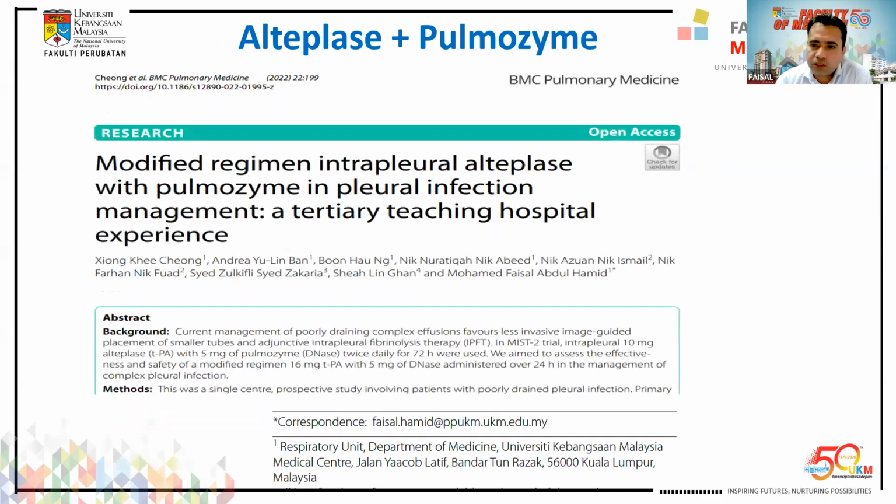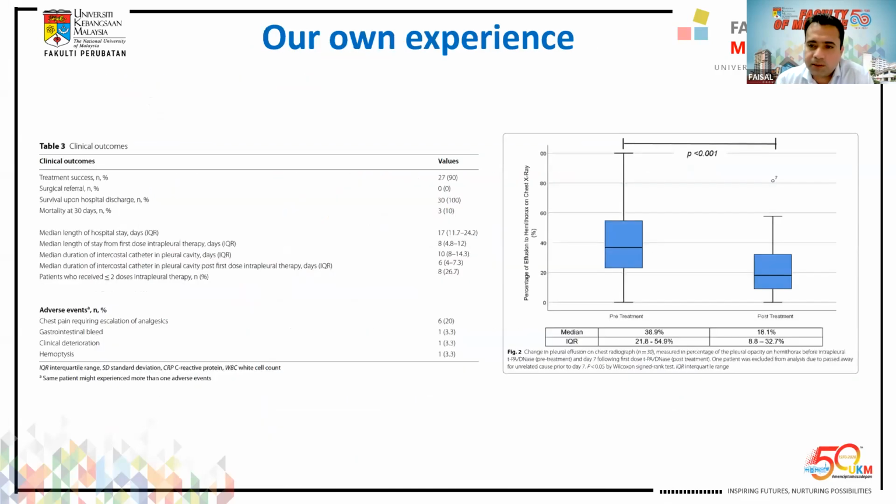Subsequently, in 2018 onwards, I managed to bring Pulmozyme to our center using a special import permit, and we did our own research and published it, again in BMC Pulmonary Medicine. We used a combination of 16 milligrams of alteplase with 5 milligrams of Pulmozyme, given at regular intervals for 3 doses. Again, it showed a significant improvement. Our success rate at that time was 90%, and none of our patients had to be referred to surgery for failure of medical therapy.